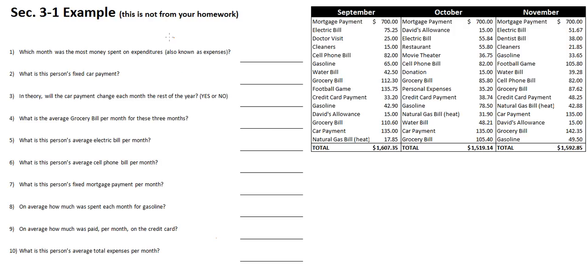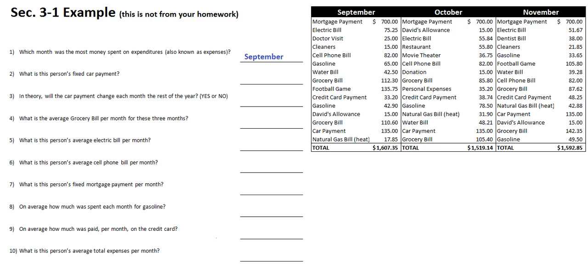Let's take a look at problem number 1. Which month was the most money spent on expenditures? All you have to do is look at the 3 months. Which one has the largest dollar amount? September. So all we're going to do is neatly write out the word September. Boom. That's our answer for 1.